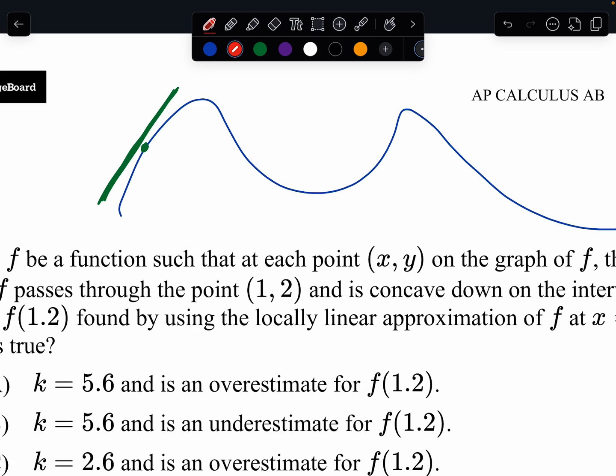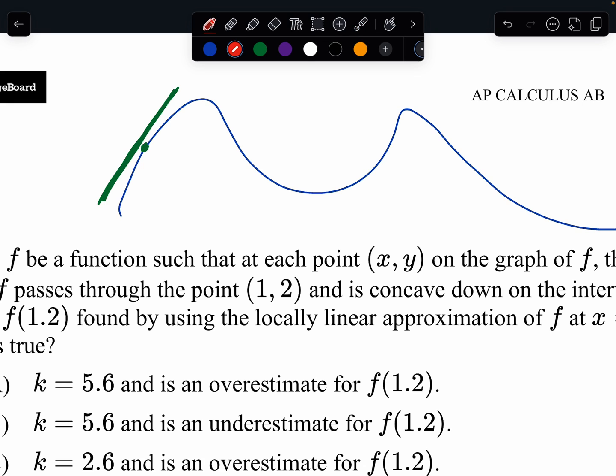So say that the AP exam, or a question, only gives you a point and only gives you the slope. Well, we know that with that information, that's the only information we need to find a tangent line right here. So assuming that we have only a point and the slope of the curve, we make a tangent line.